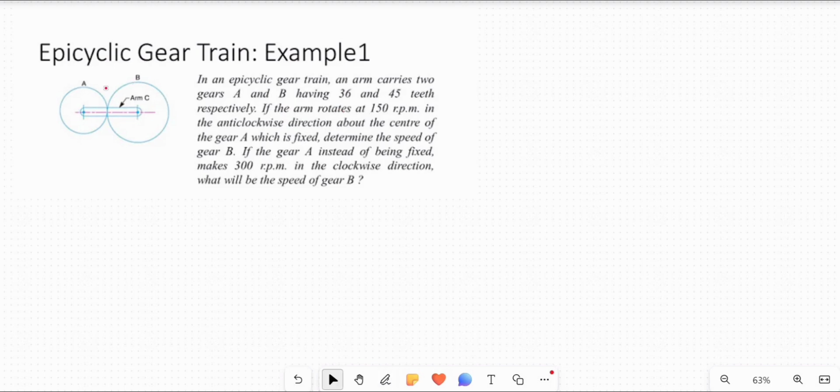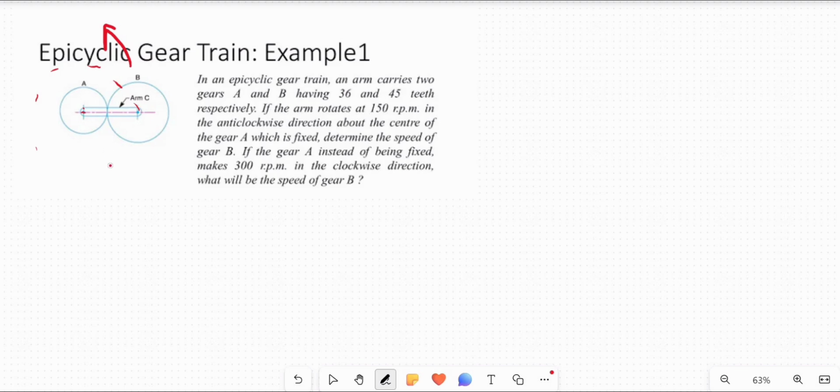If the arm, oh, the arm, I told you, it's not just an arm, it's the arm. And the arm is very important in epicyclic gear analysis. If the arm rotates at 150 revs per minute in the anti-clockwise direction about the center of gear A, so the arm rotates about this point here. So the arm will be rotating like this. Let me draw this properly. Our arm will be following that kind of a trajectory, rotating anti-clockwise, against the clock.